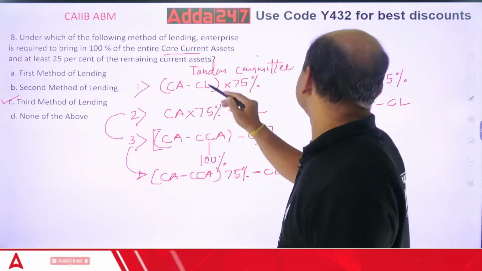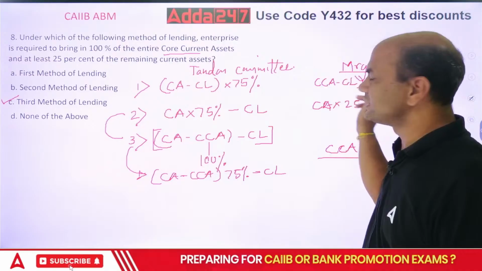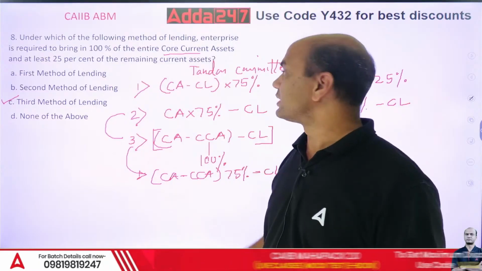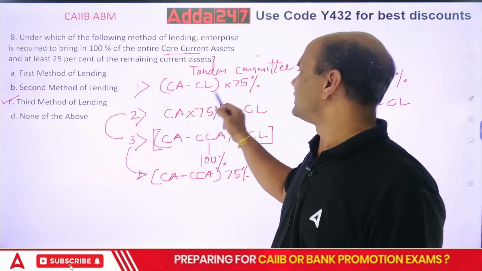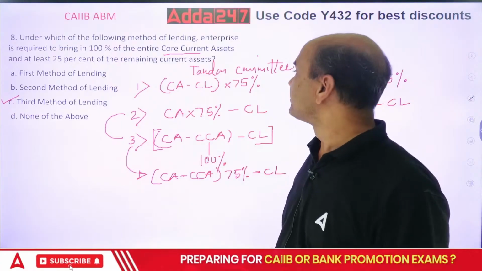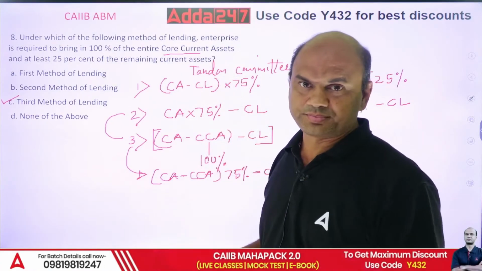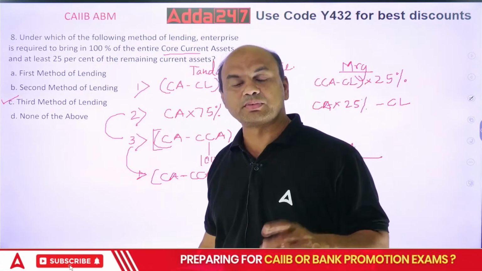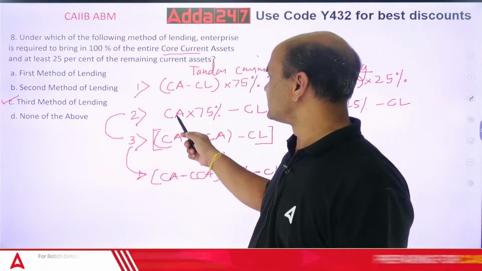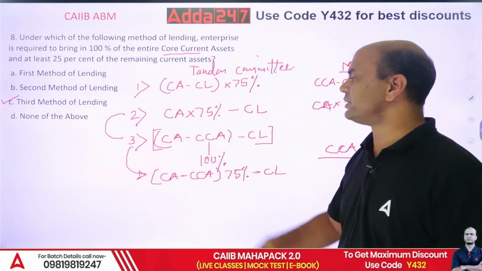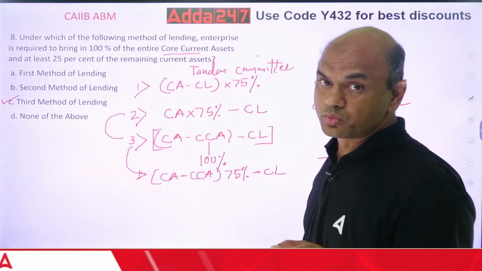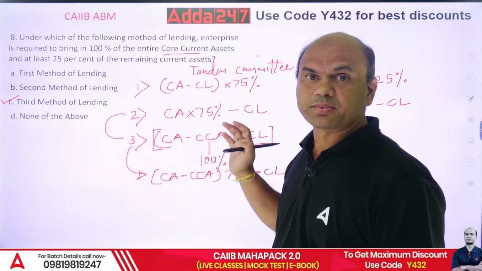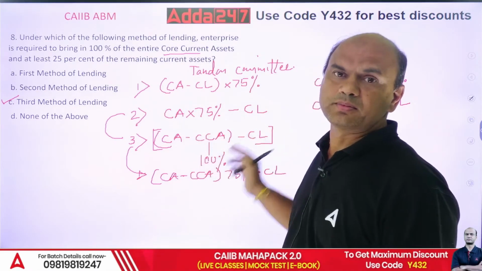Current assets minus current liabilities is known as your net working capital gap, NWC. So CA minus CL into 75%. Got it? Tandon committee is method number 1. Method number 2: current assets into 75% minus current liabilities. Here I'll multiply current assets by 75% first and then subtract current liabilities.